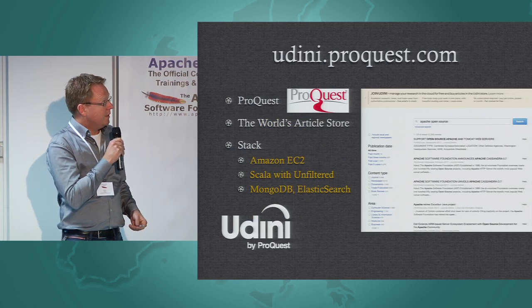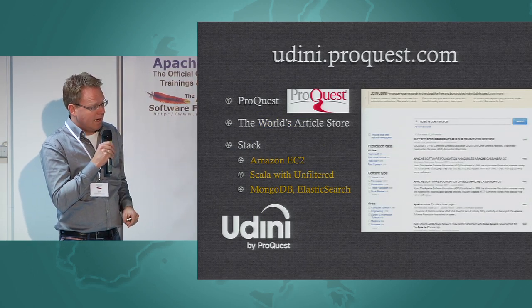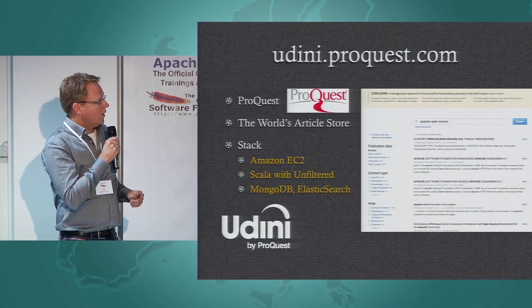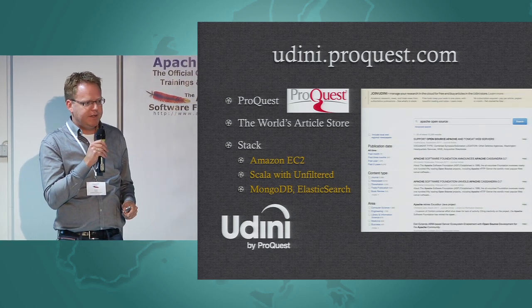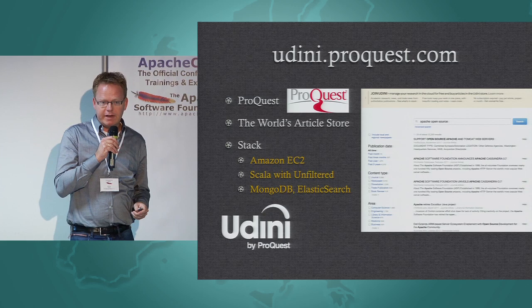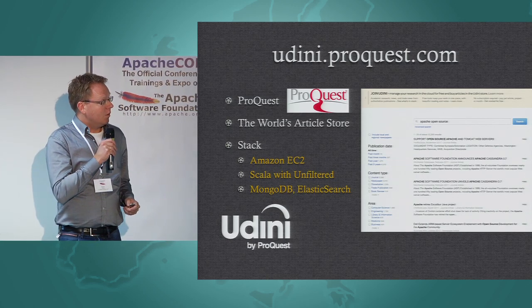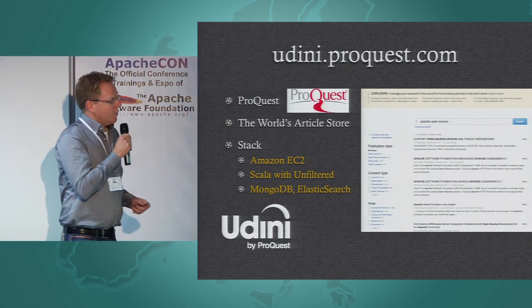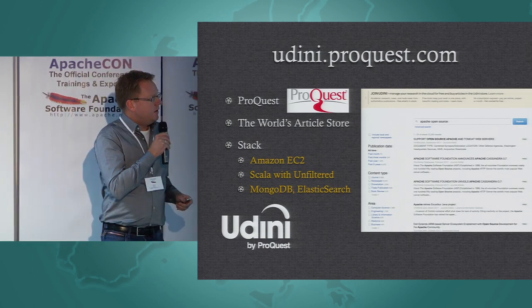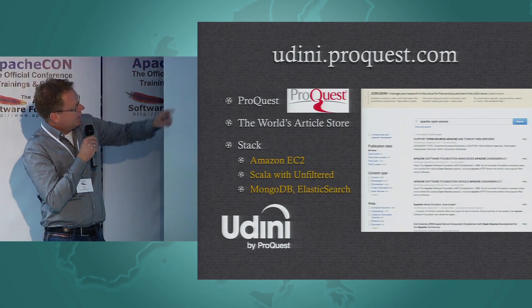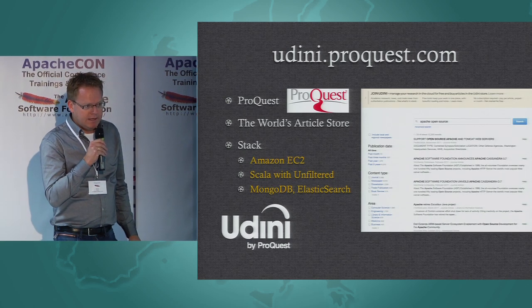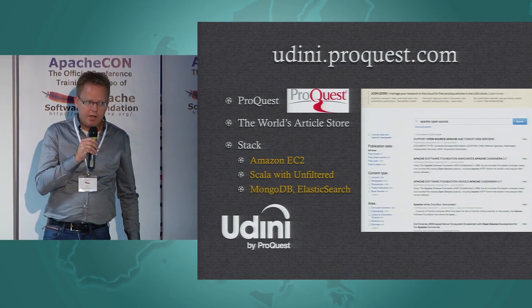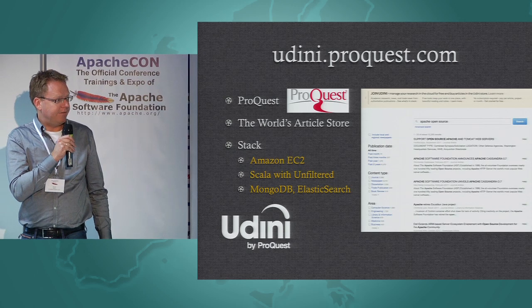So where do we use it? We use it at udini.proquest.com. I'm a contractor. One of my larger customers is called ProQuest. It's a US-based large publisher aggregator, really quite a large one. And what we have created in the past 1.5 years is called Udini. So that's the URL. What we are is the world's article store. So we have the largest collection of PDFs that you have to pay for.